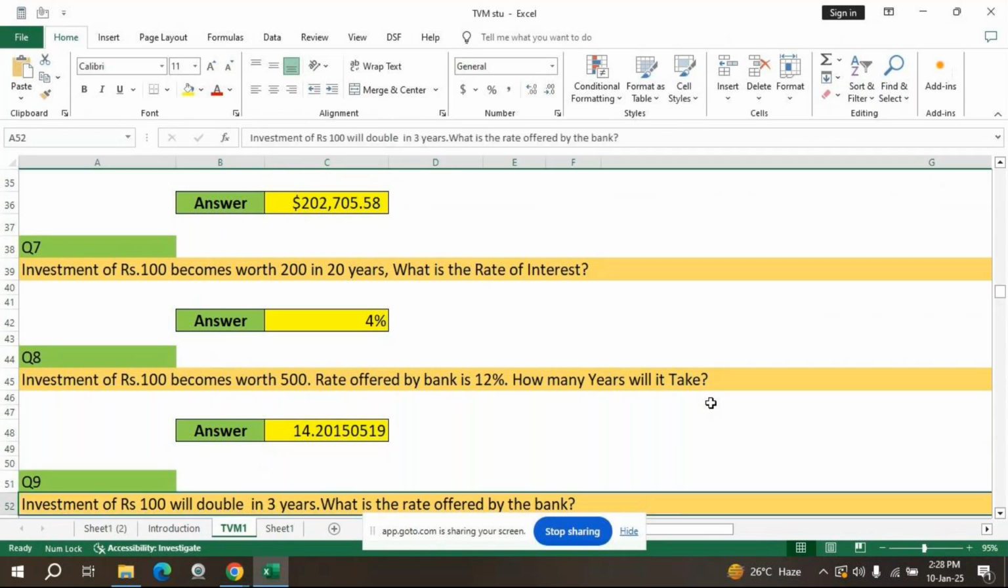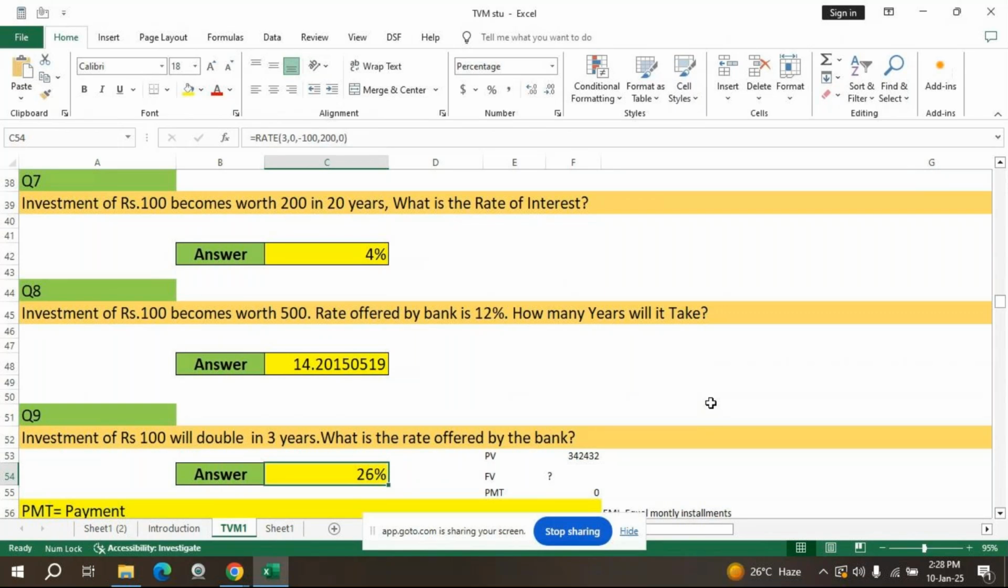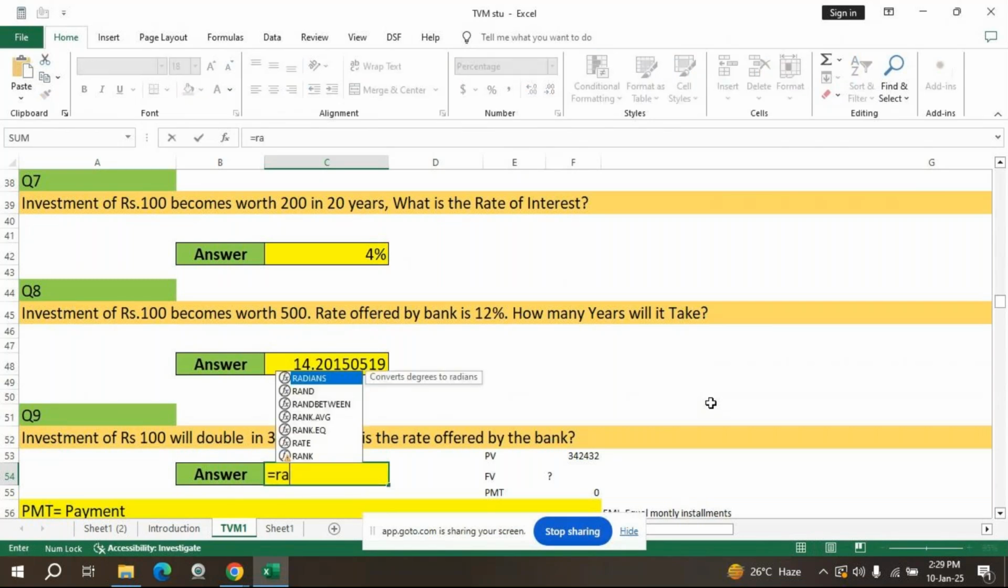Then the next question is about the rate of interest again. An investment of rupees 100 will double in 3 years. Double in the sense what? 200, 100 plus 100. So it will become 200 in 3 years. What is the rate offered by the bank? Now again, equal to rate, open bracket, then nper is 3 years.